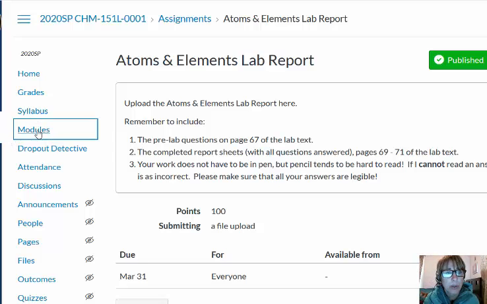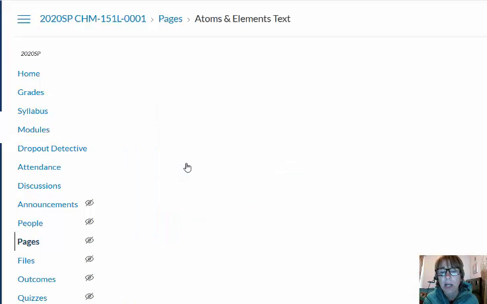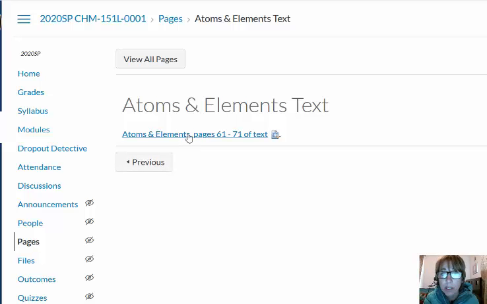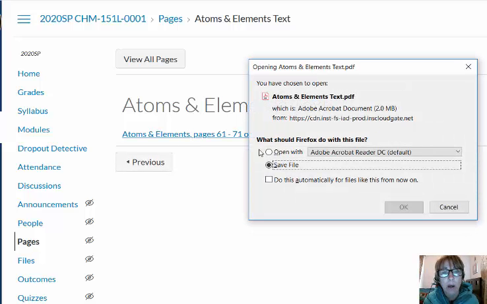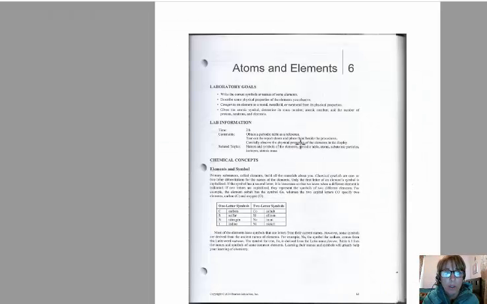All right, so let's take a look at this particular lab. If you don't have your lab book, each lab will have a copy of the pages in the lab textbook. So if we click on this link, Atoms and Elements Text, there's another link, and it will bring a PDF up of the pages that were copied. So as always, you want to be sure that you read every single page. There's about 10 pages here to read. It is well worth the time.